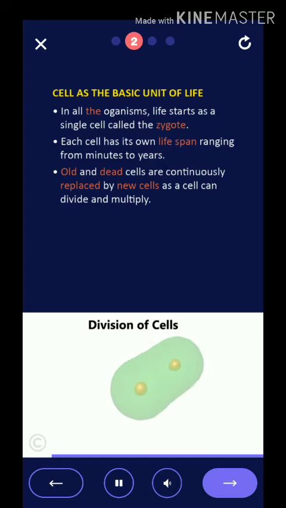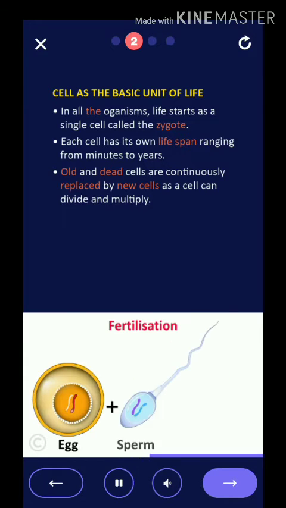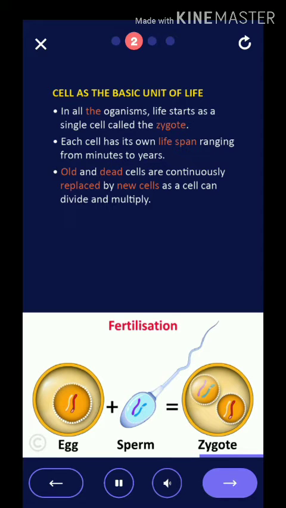Cell as the basic unit of life. In all organisms, life starts as a single cell called the zygote. Each cell has its own lifespan ranging from minutes to years. Old and dead cells are continuously replaced by new cells as a cell can divide and multiply.